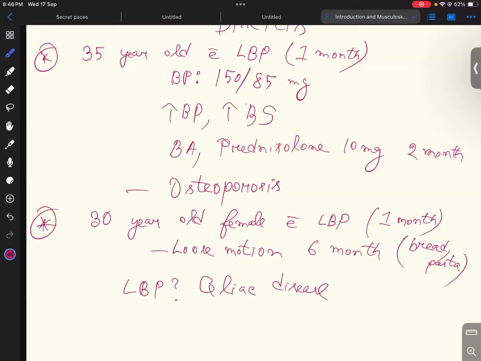This is a real exam case that has come in the PCS exam. A young patient with loose motion. This loose motion is there for 6 months. It is already there. It is not actually reactive arthritis. It is celiac disease.